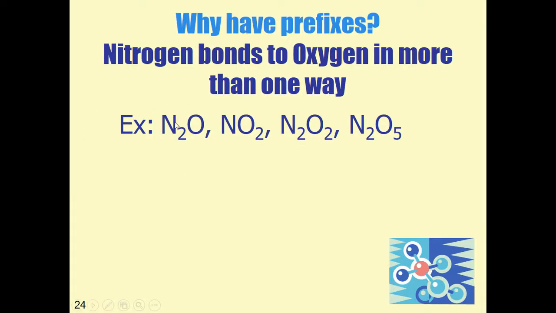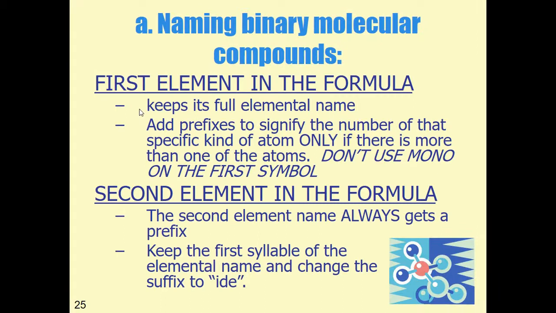We say that this guy has 2 nitrogens, but this guy only has 1, and we say that in the name. So here comes the rule. To name a binary molecular compound, you're going to name, let's look at the first element in the formula. So let's go to that N2O, that laughing gas. We're going to write down the name of the first element in the formula. For N2O, the first element is nitrogen. We're going to write down that full name, nitrogen.